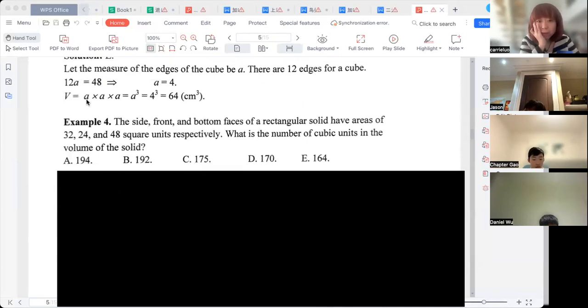Let's take a look at number 4. The side, front, and bottom faces of the rectangular solid have areas of 32, 24, and 48 square units respectively. What is the number of cubic units in the volume of the solid? Okay, so you know the surface area of each side and you want to find the volume. Everybody, take a look at that.